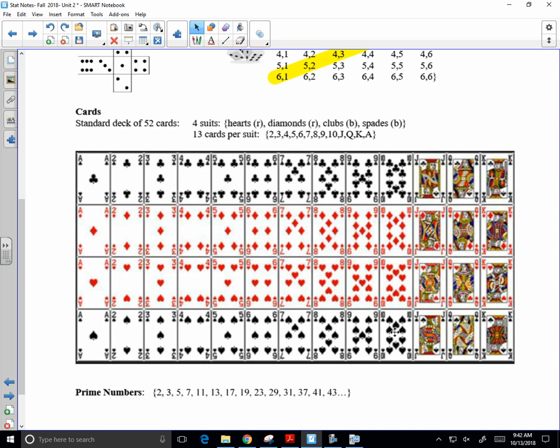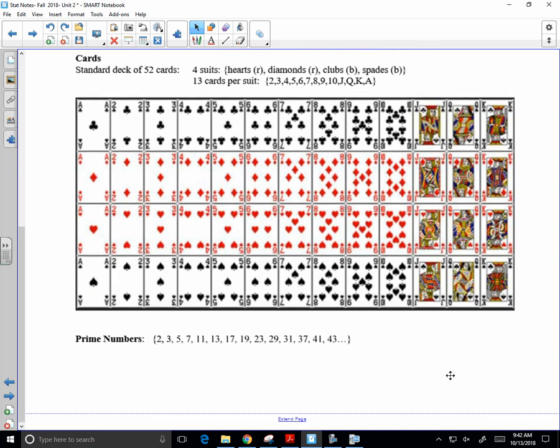Now, jacks could be thought of as being equivalent to one another. We could say J equals J equals J equals J, but we're not going to say that J is equal to 11, Q is equal to 12, or anything like that. All right, so no numerical values, but they are equal to each other, or at least that's the way we're going to operate.